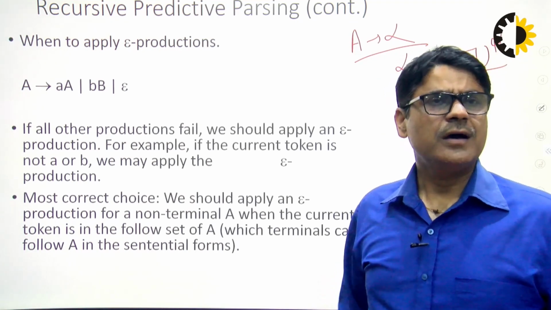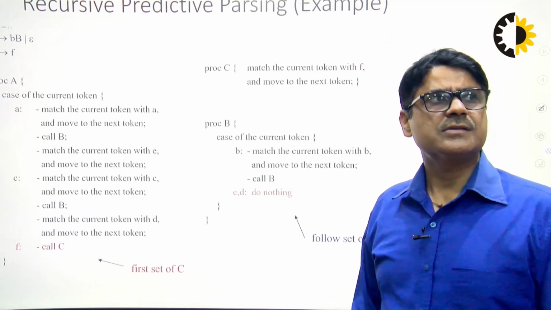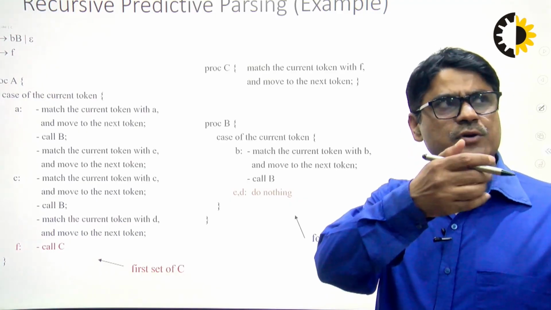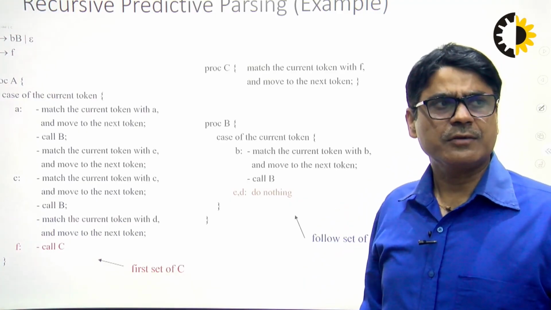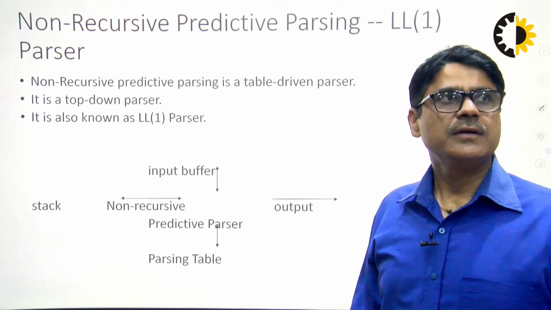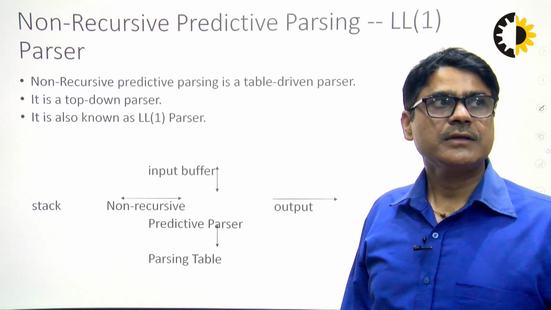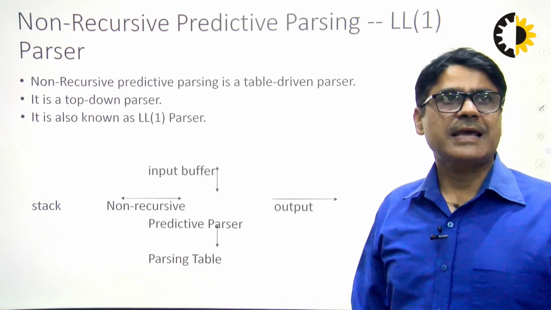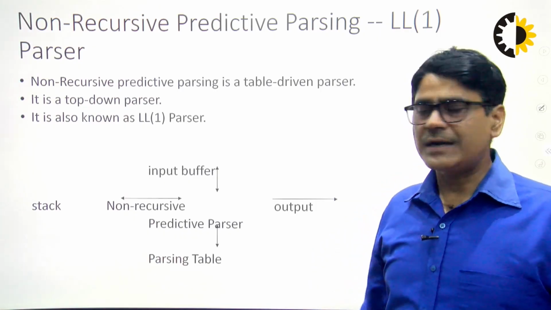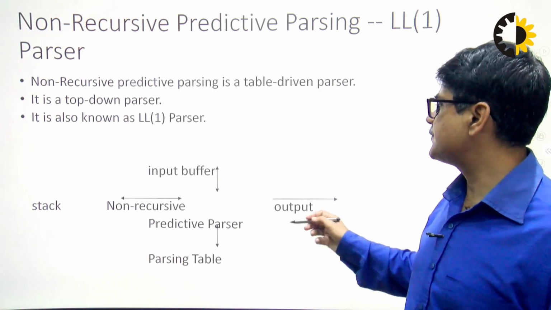So there are a lot of concepts in recursive descent parsing. This is the basic process: if a particular grammar is given, then this is how to proceed. Now we have to talk about the LL1 parser. So this is the procedure for that, and it is given in this form.